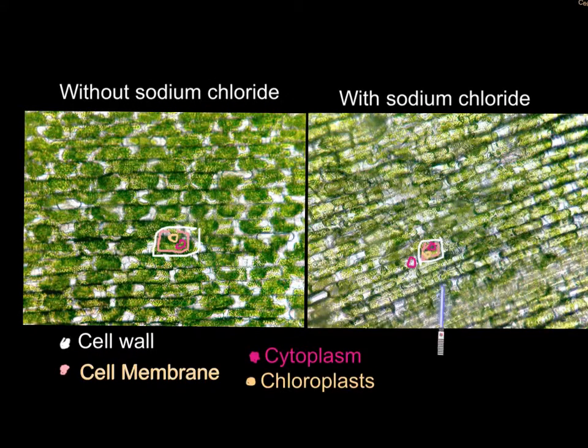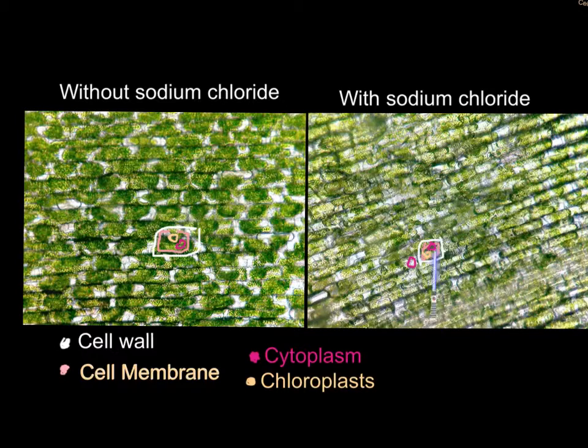Next is the cytoplasm. A large portion of the cell is occupied by the cytoplasm. It has a very gooey and gelatinous texture. It's always in motion, and it keeps the organelles in place.